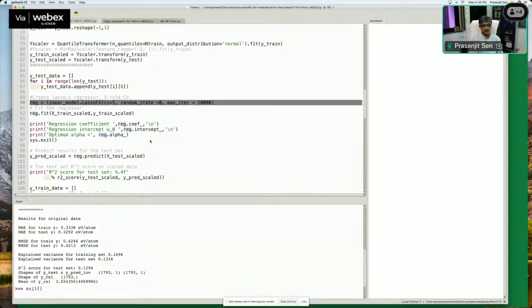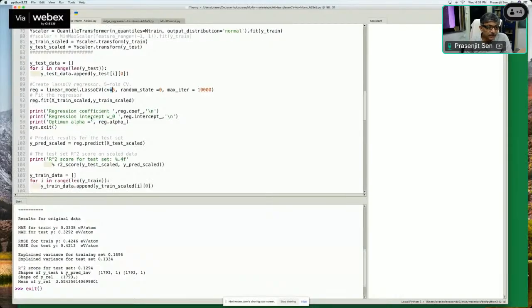If you are interested, I leave that for you: go to the scikit-learn user guide and find out the range over which it searches for the optimum value of alpha. Random state is just where it starts from for the coefficients. And cv equal to 5 means we are doing 5-fold cross validation. I explained cross validation yesterday, and we have explained this earlier also.